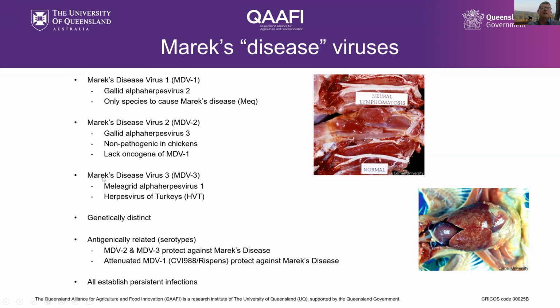There's also a third virus, Marek's disease virus 3, which is actually a herpesvirus of turkeys that is not associated with any diseases in turkeys or chickens, but acts as a good vaccine for Marek's disease because, while these viruses are all genetically distinct, they are antigenically related. So if we vaccinate a chicken with HVT, then it will protect against some strains of Marek's disease virus 1 that actually cause the cancer. Now, all of these viruses establish what we might describe as persistent infections, in that they will all travel to the feather follicle and be shed off at the feather follicle. And that's another important feature.